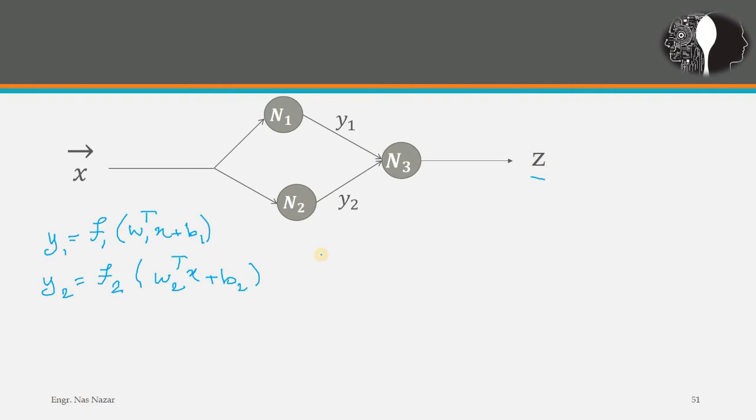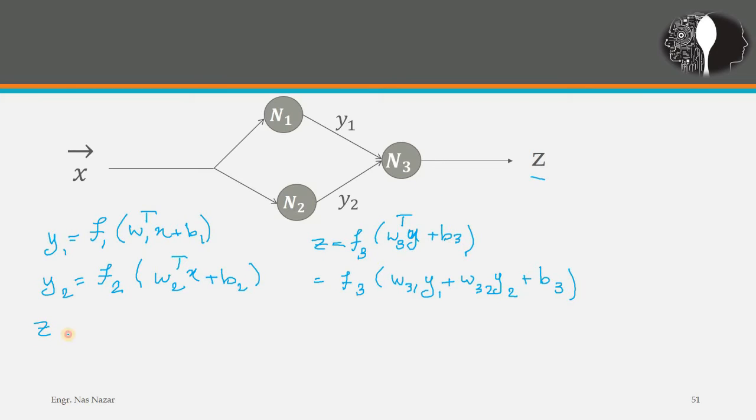Now for the Z function, we can also write Z is equal to F3 this time, of W3 transpose X, or let's say Y. It is better to write it with Y, plus B3. And for F3, we can write W31 Y1 plus W32 Y2 this time, plus B3. So we just expand this W3 Y.